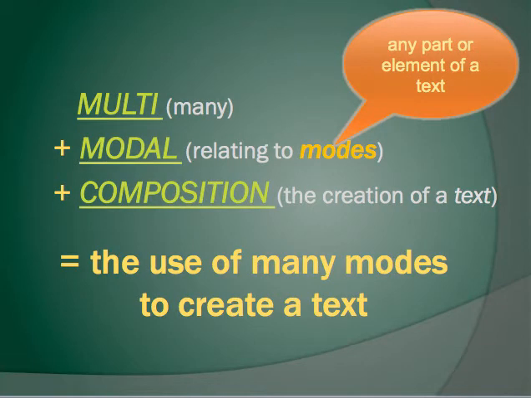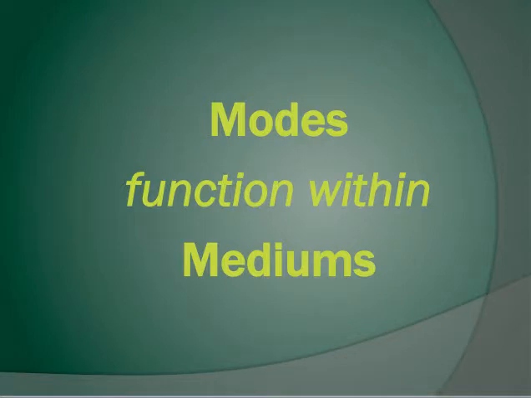Modes, then, are defined as any part or element of a text, including the printed words, spoken words, still images, moving images, voice recordings, music, color, texture, and more. Now we're going to complicate things a bit further. Modes are elements of a text, which are essentially any form of communication where an author has thought about the audience and purpose in the creation of that communication.